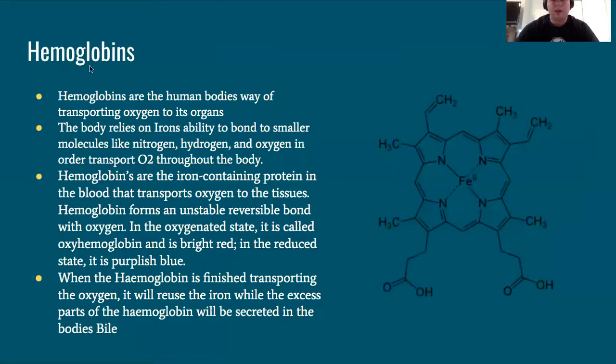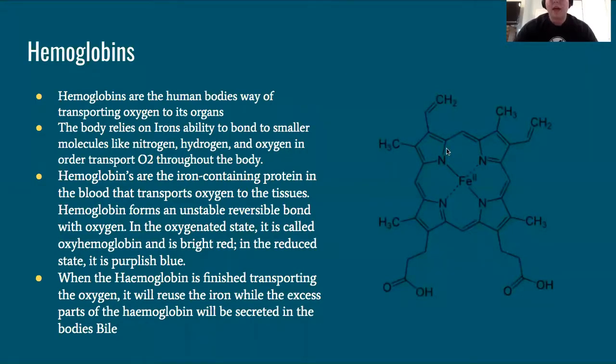Another transporter of oxygen in the body is hemoglobin. As you can see, the hemoglobin has a very similar structure to the myoglobin. It has the iron here in the middle. The main difference is these two groups down here at the bottom. The body relies on the iron's ability to bond to smaller molecules such as nitrogen, hydrogen, and oxygen in order to transport the oxygen throughout the body. Because the iron has 8 valence electrons, it can easily take on these smaller molecules and transport them easily to other chemical groups.